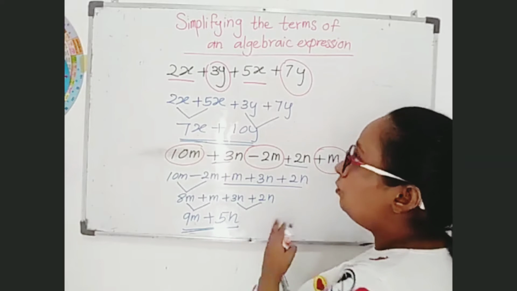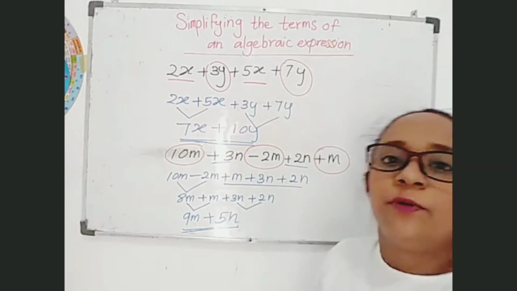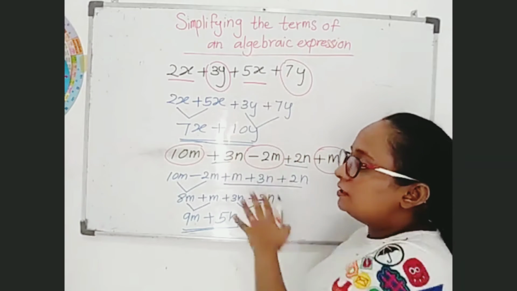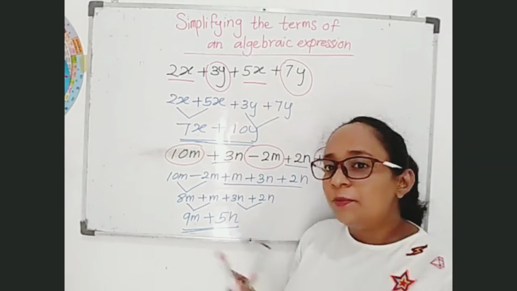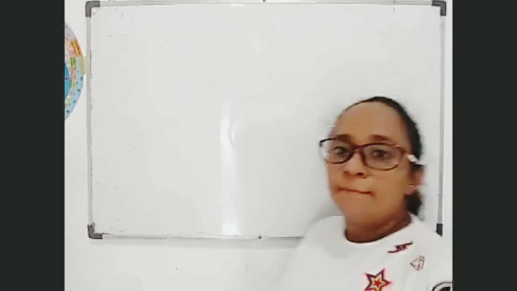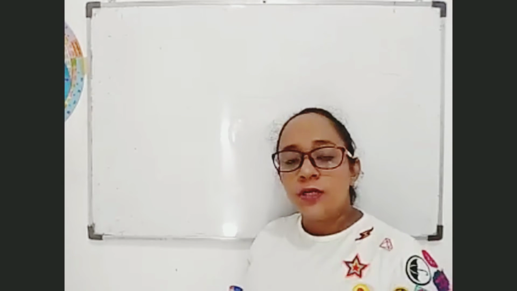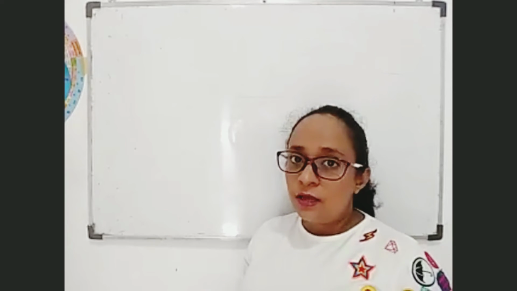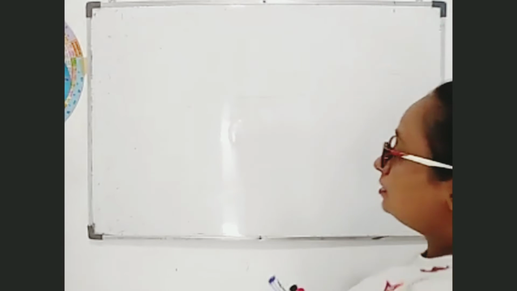So this is how we are simplifying the terms of an algebraic expression. මේ විදිහට තමයි බීජීය ප්‍රකාශනයක තියෙන terms අපි සුළු කරන්නේ, simplify කරන්නේ. I hope you all understood this. Okay, let's go for another example where we use division in creating algebraic expressions as well as one another mathematical operation, right? So let's see.